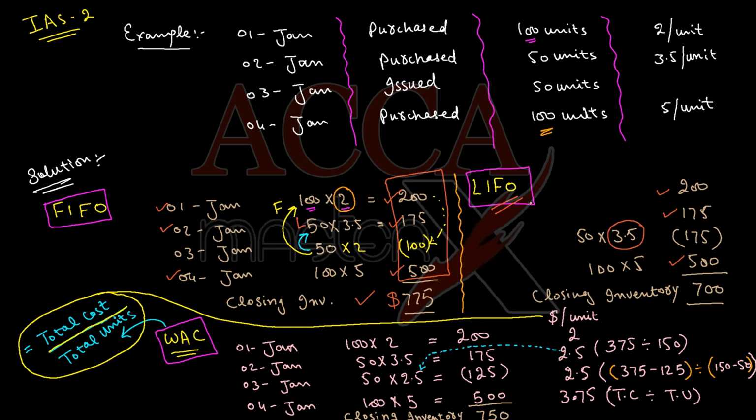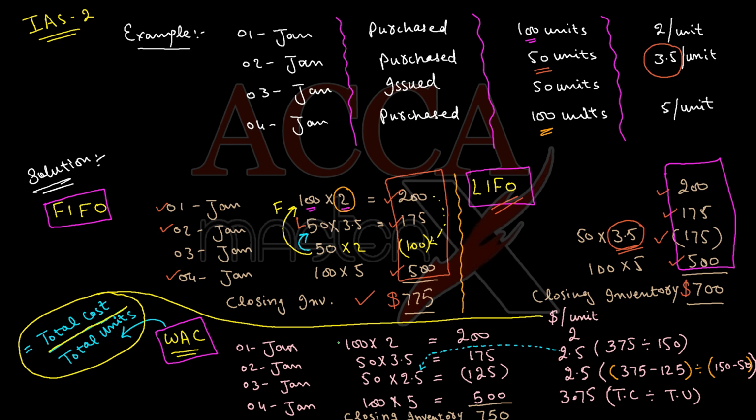As its name indicates, last in, first out. So the last purchase was of 50 units and its cost is $3.5 per unit. That's why we are using this cost in the LIFO method. And if we multiply both of them then we will get $175. And again we can get the value of our closing inventory by netting off all of these amounts. So our closing inventory according to the LIFO method is $700.